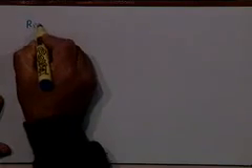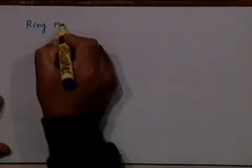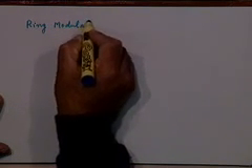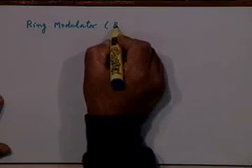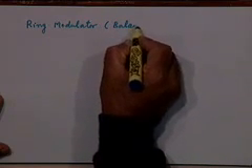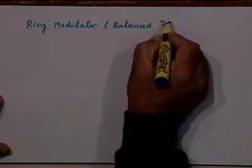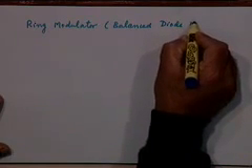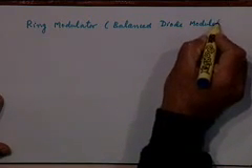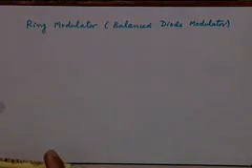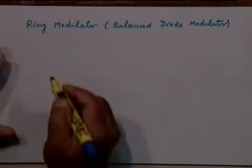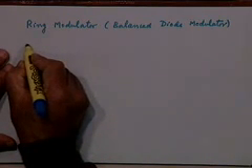And that is precisely done by a device called the ring modulator, or the balanced diode modulator. Okay. The typical circuit will look something like this.